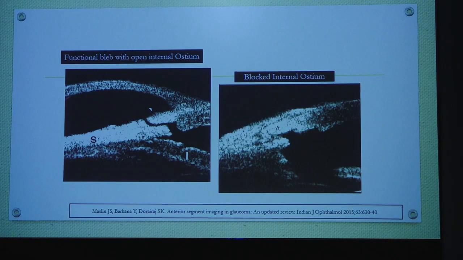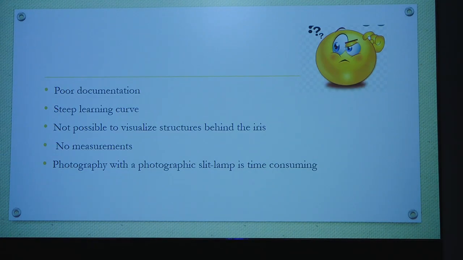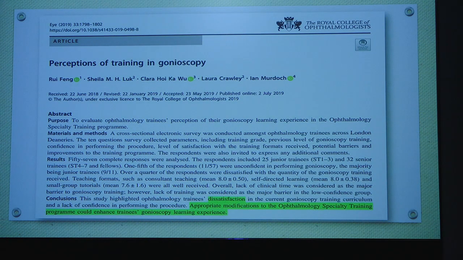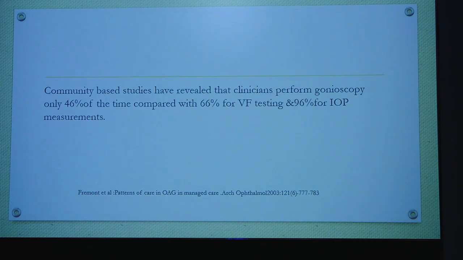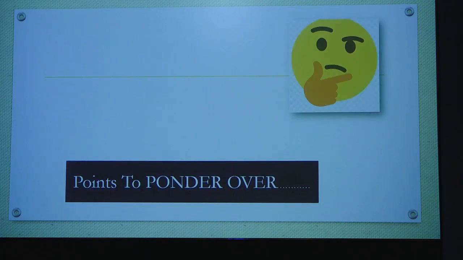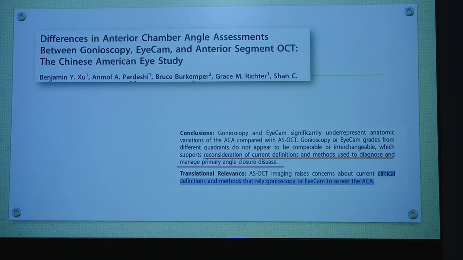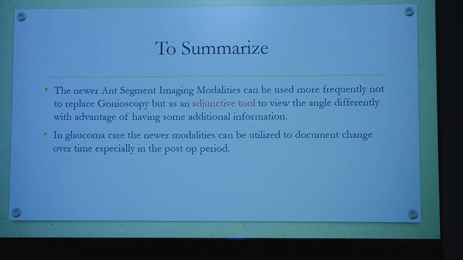Assessing the bleb function. Then the limitations of gonioscopy are pure documentation, learning curve, and no measurements. And when the study was done, there was a perception that an upgradation of gonioscopy is required. Even the residents gave the feedback. A community-based study says that there is a gradual phasing off of the use of gonioscopy. So I would like to conclude my talk by leaving a pointer here that, okay, we are okay with the newer modalities which are coming into the picture, but yes, we need to redefine and reconsider the current definitions and methods used to diagnose and manage primary angle closure disease. So all these newer modalities can be used as an adjunctive tool.